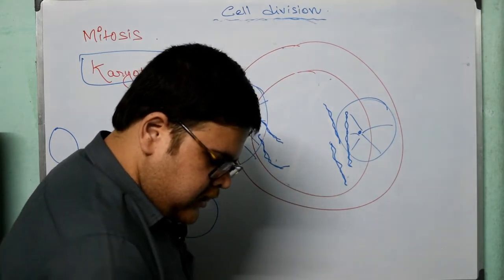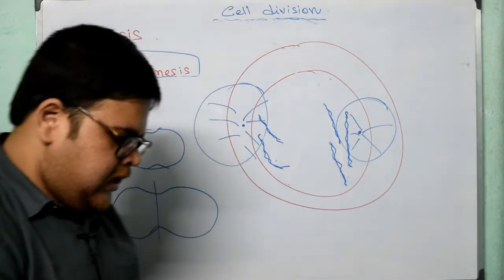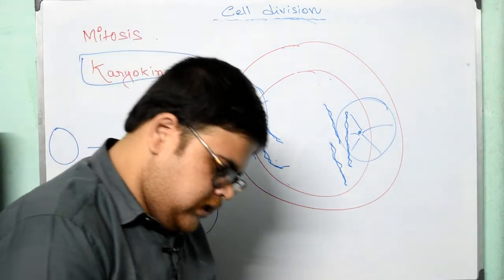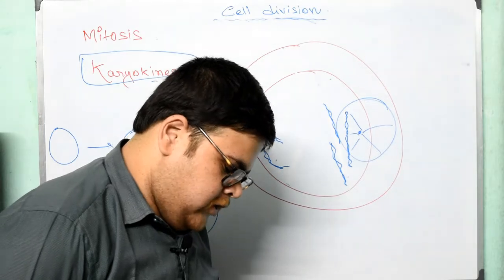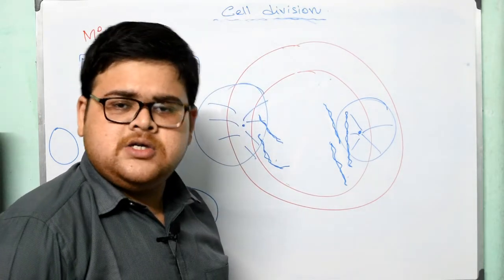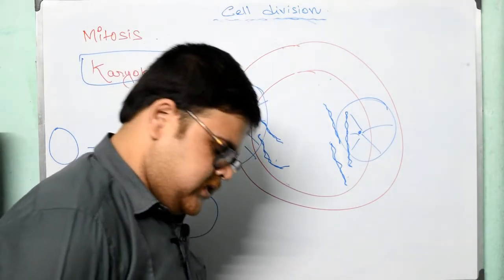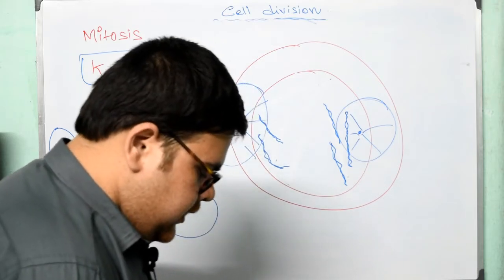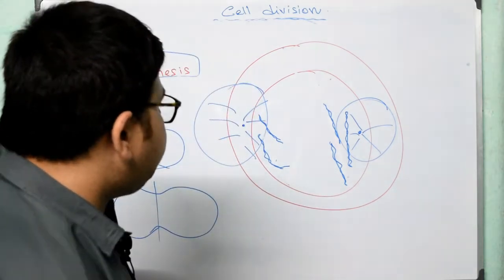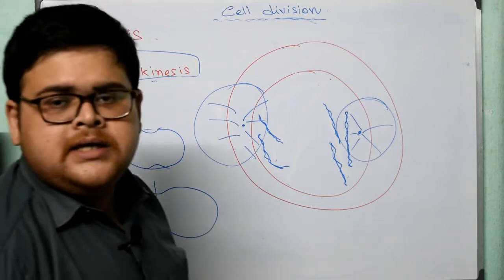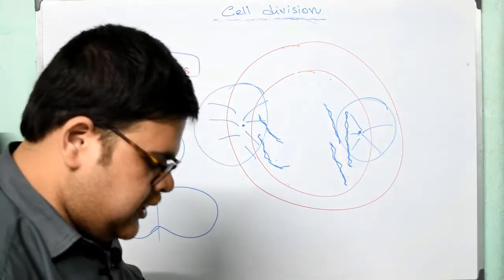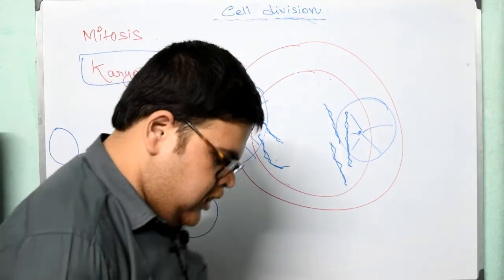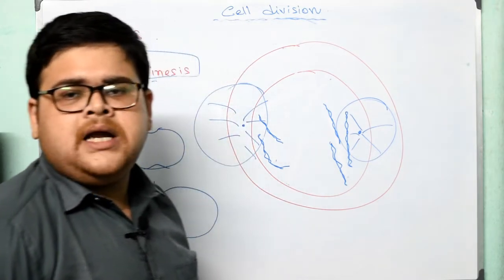So in telophase, that is the last phase, each chromosome or each chromatid, the daughter chromosome, becomes thinner and turns into a network of chromatin threads. Then again it restores to its previous shape. The nuclear membrane that had disappeared reappears, and the nucleus reappears in each daughter nucleus. So this is how cell division occurs.